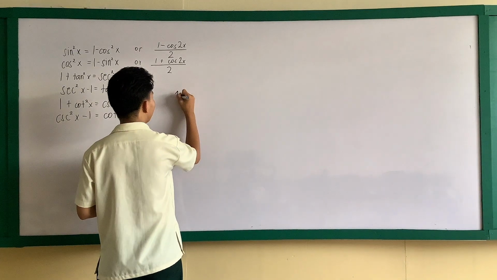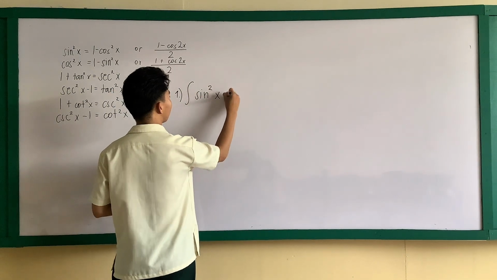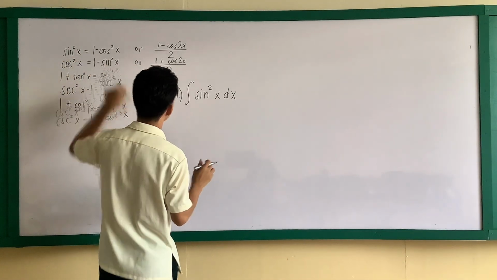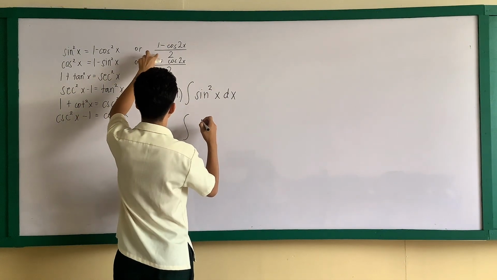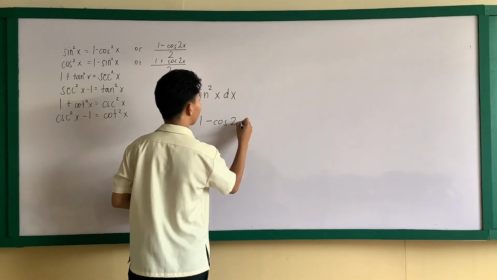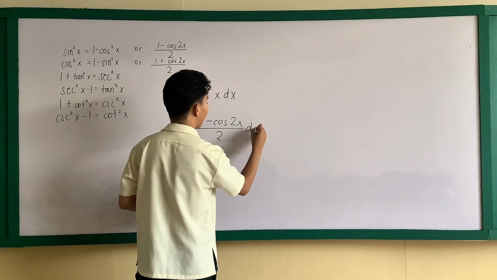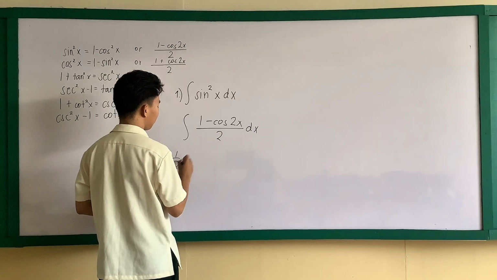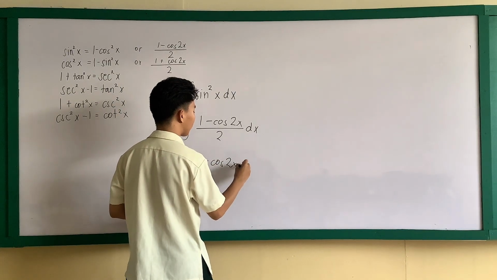To problem number 1, which is the integral of sine squared x dx. So as you can see, it matches this integral, so we can now substitute this integral into 1 minus cosine 2x over 2 dx. So next is we're going to put the constant in front of the integral. So 1 half the integral of 1 minus cosine 2x dx.